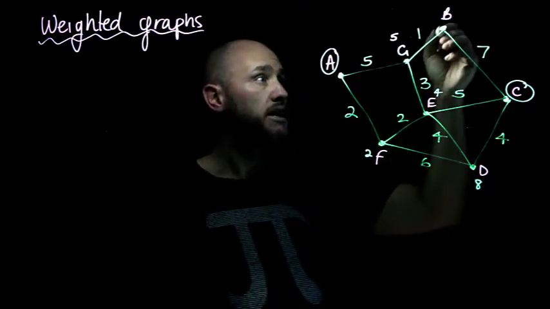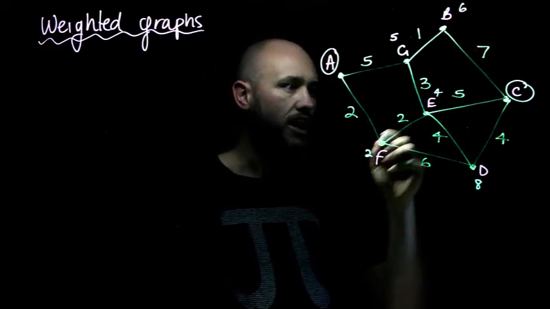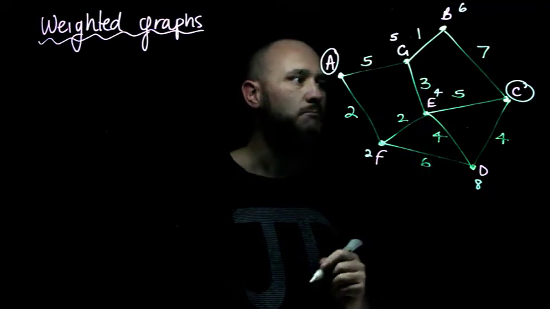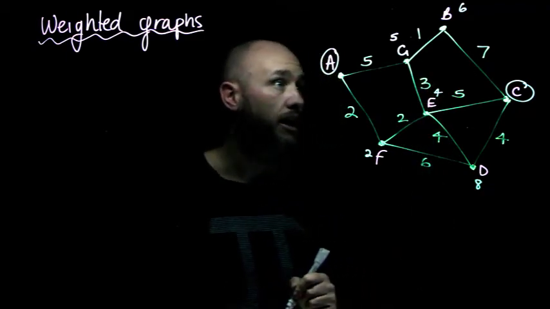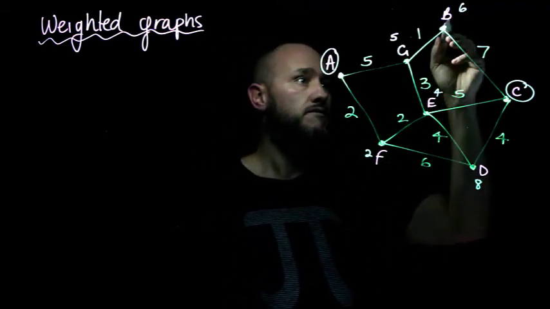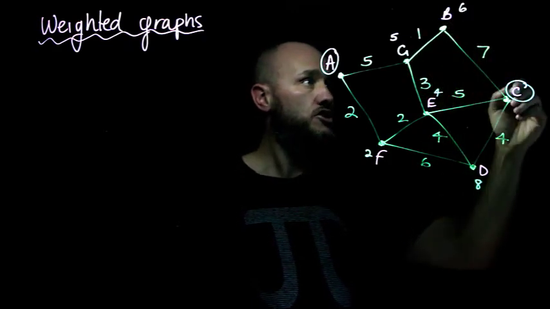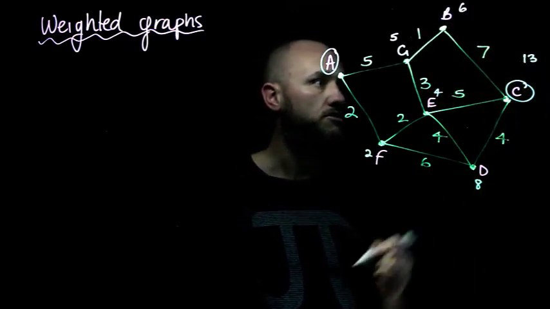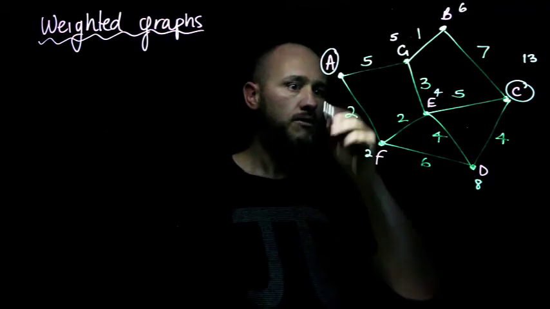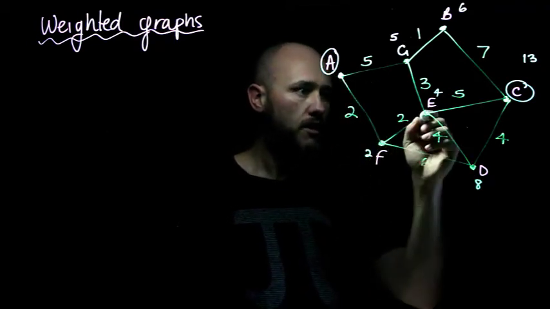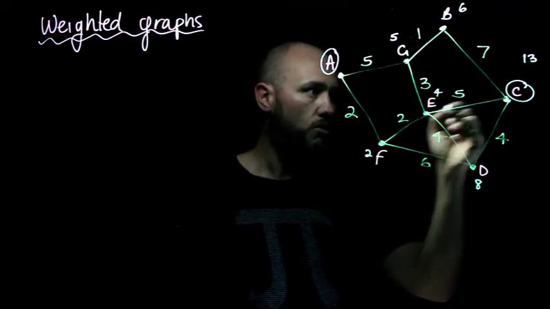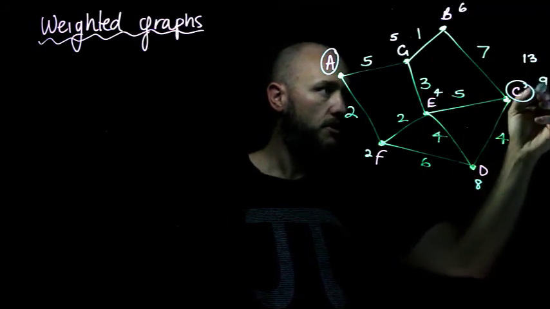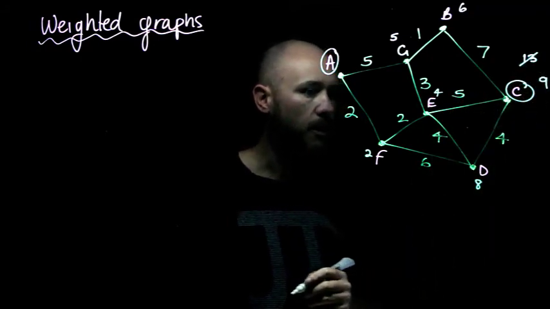Now A to B, it looks like 6. If I go A to E, which is 4, then I still can't beat the 6 to B. And if I go from A, G, B to C, that's a 13. So I've got a 13 option there. But if I go A, F, E, the cheapest was 4, plus that 5, I can get there in 9, so 13's out.